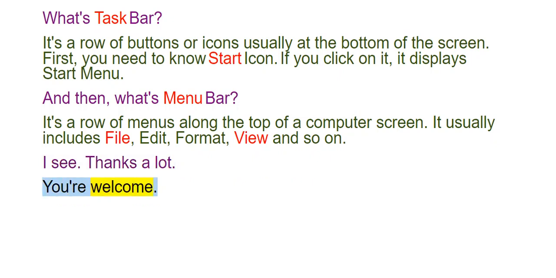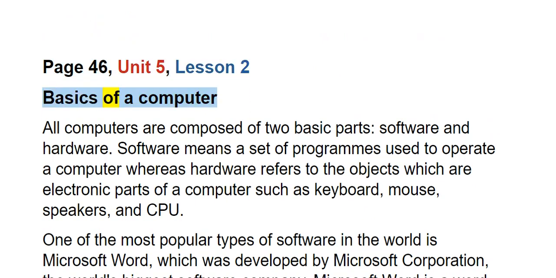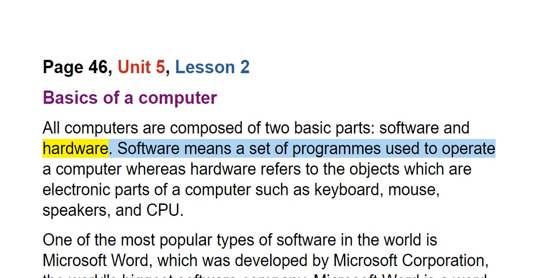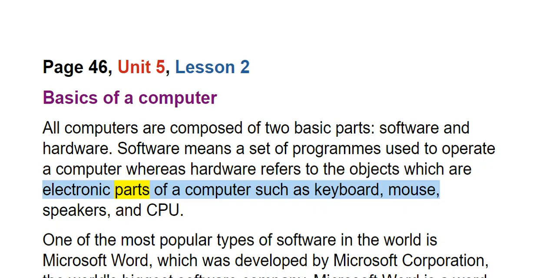You're welcome. Page 46, Unit 5, Lesson 2. Basics of a computer. All computers are composed of two basic parts, software and hardware. Software means a set of programs used to operate a computer, whereas hardware refers to the objects which are electronic parts of a computer such as keyboard, mouse, speakers, and CPU.